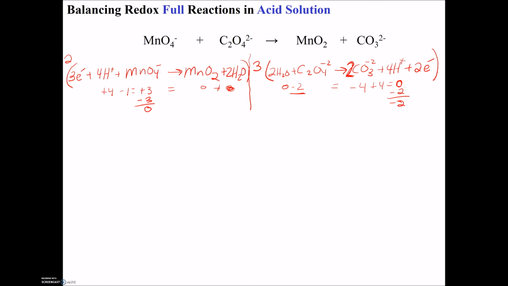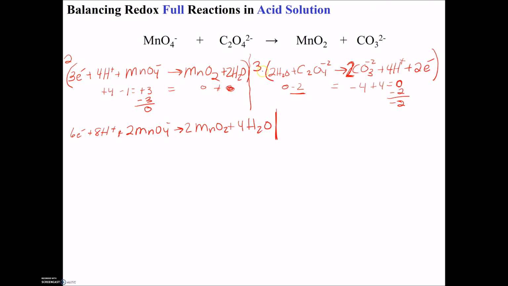All right, and remember, you have to multiply everything. So 2 times 3 is 6 electrons. 2 times 4 is 8H plus. Let me just try that again. 2 MnO4 minus arrow. 2 times 1 is 2 MnO2. 2 times 2 is 4 H2O.